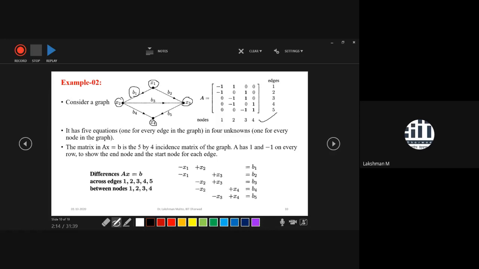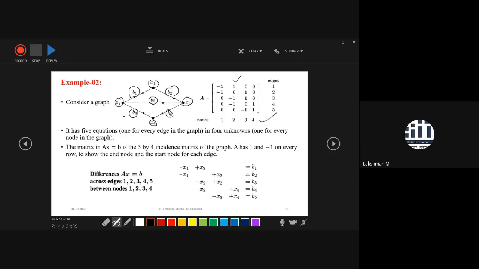So this one is the first edge, V1, second edge, V2, and all these are directed. So there is a proper direction. That's why we are calling this graph a directed graph. So we are having a directed graph, and the corresponding incident matrix is already given here. So it has five equations.